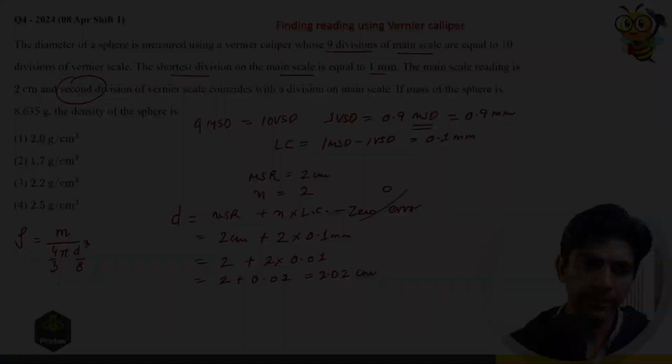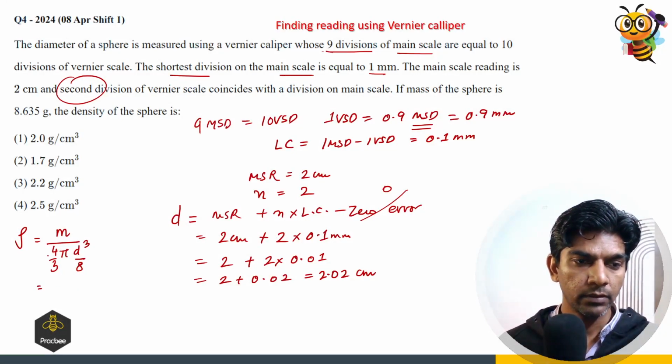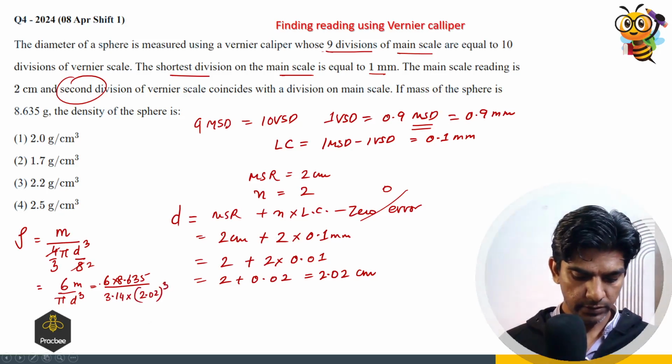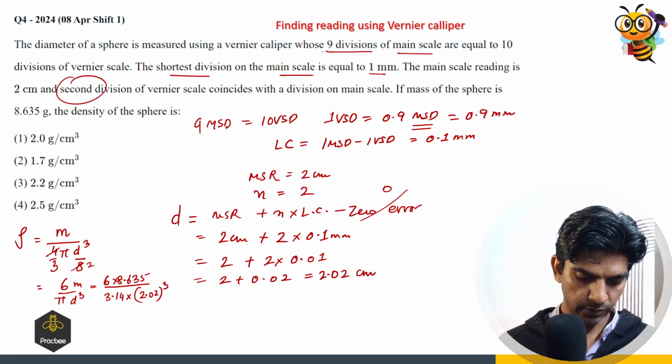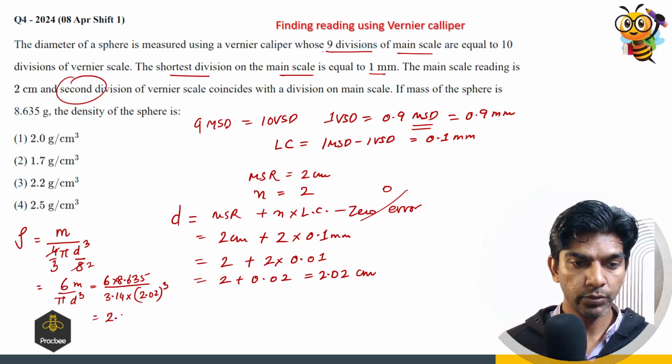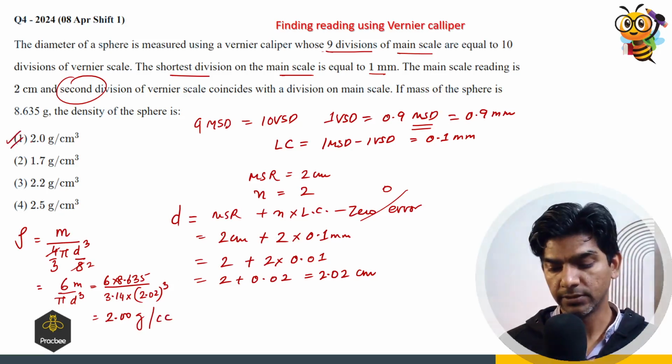So this comes out to be 8. So this will give us 2. So it will be 6m divided by pi d cube. So 6 times 8.635 divided by 3.14 times 2.02 cube, right? So if I simplify this, 6 into 8.635 divided by 3.14 divided by 2.02 cube. So it comes out to be 2.00 gram per cc. So option 1 is the right answer.